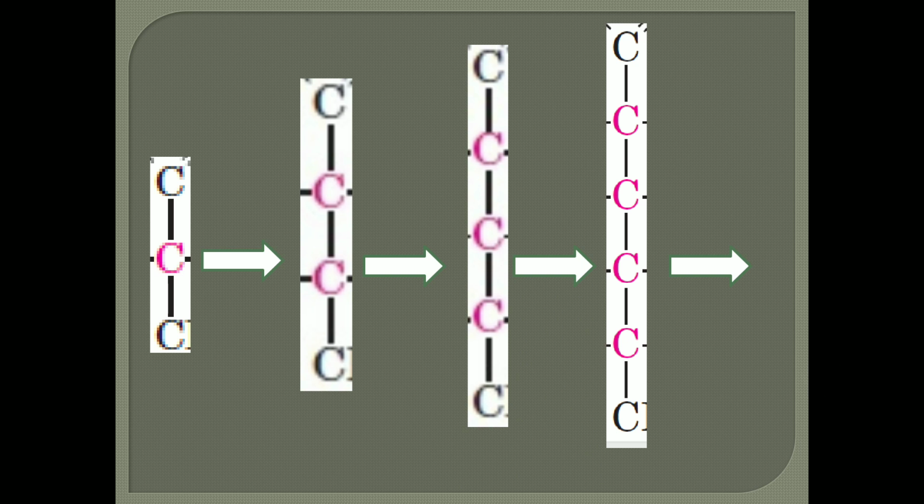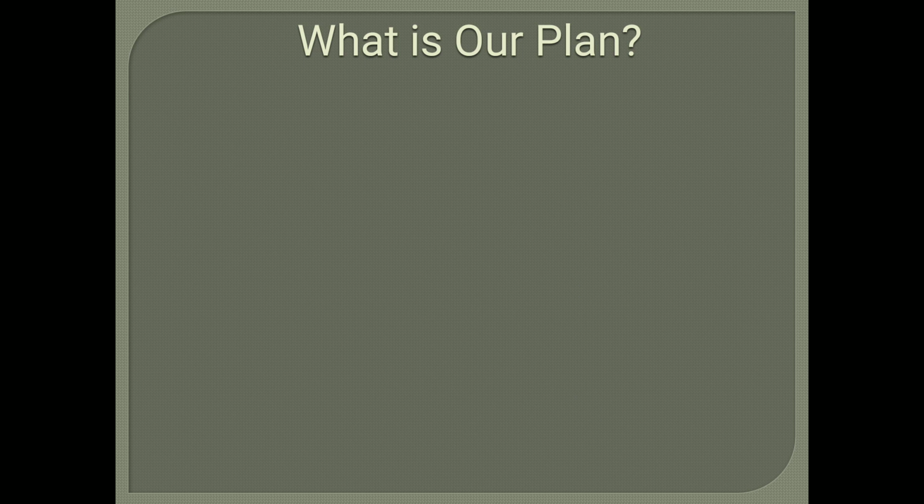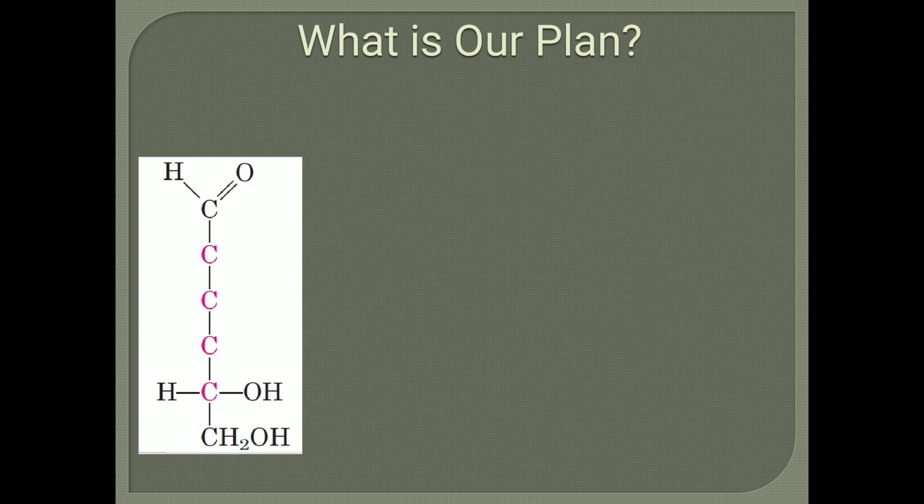Now let us see our plan for learning this trick to remember the structures of monosaccharides. We have to keep in mind the basic structure of monosaccharide, and the carbons that we will not be considering to remember the structures. Those carbons, and the distribution of valency around them, will be common for all types of monosaccharides. Therefore, we don't have to remember them. They will come automatically.